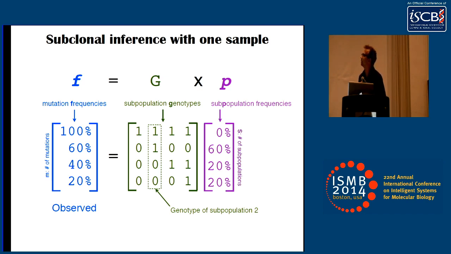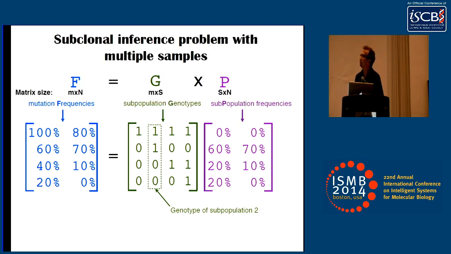the subpopulations has a frequency of zero. You could, if you wanted to, actually just remove that subpopulation and have a vector of three, but I put it in here just, I don't know why I did that, I just did it. Okay, and you can certainly solve the same problem when you have multiple samples. And that's you just add another vector of mutation frequencies, you add another vector of subpopulation frequencies. Now, of course, the genotypes aren't changing, because you're still explaining the same set of subpopulations.